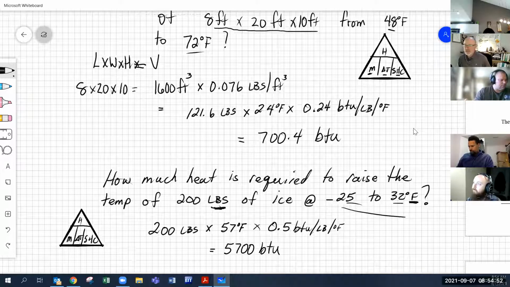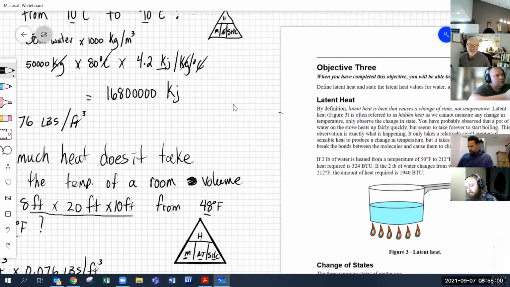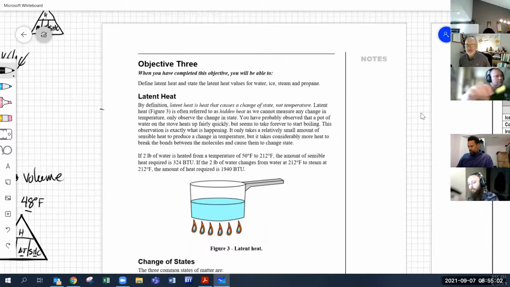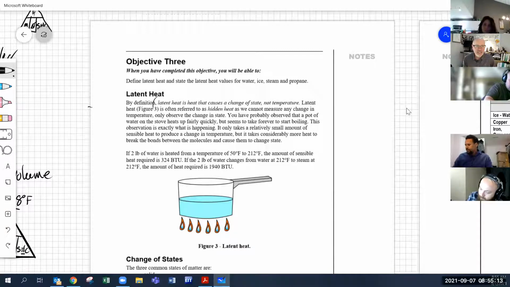Any other questions? All right, that brings us to objective 3, and this is where we start talking about latent heat. By definition, latent heat is the heat that causes a change of state, not temperature. We were calculating just changes in temperature, which is called sensible heat.